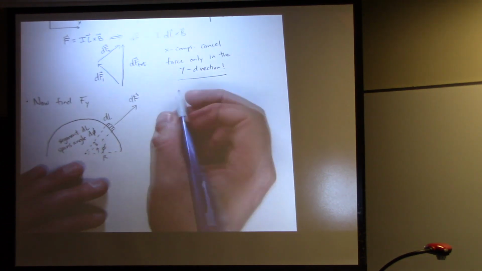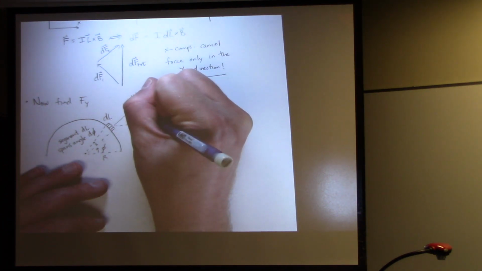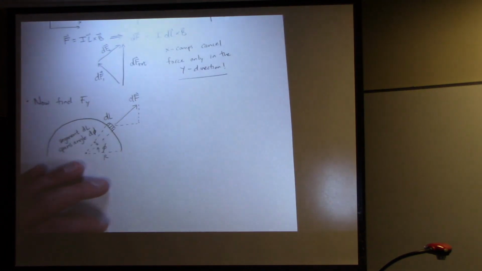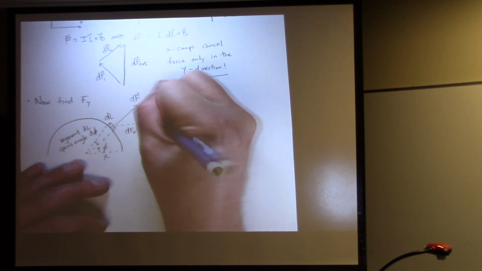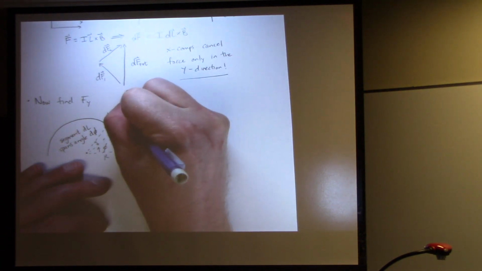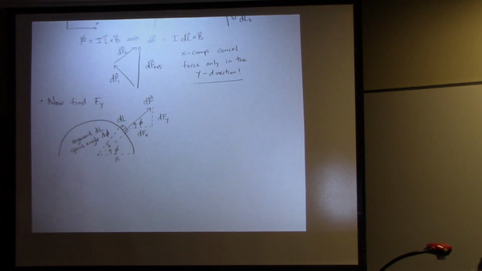And this dF vector can be broken into components. Probably the easiest way is just to draw a little triangle right here where this is dFx and this is dFy, and then this angle is phi from down here. It's the same phi. Now this is useful because I actually don't have to worry about dFx at all, because I know the x components are going to cancel and I'm just going to get 0. So I'm only going to focus my attention for the time being on dFy.